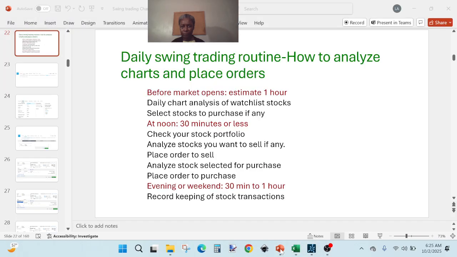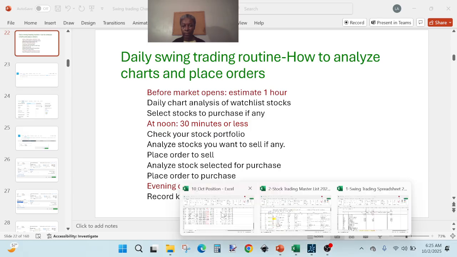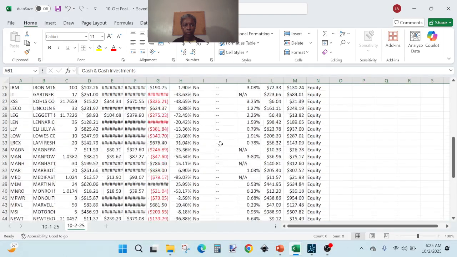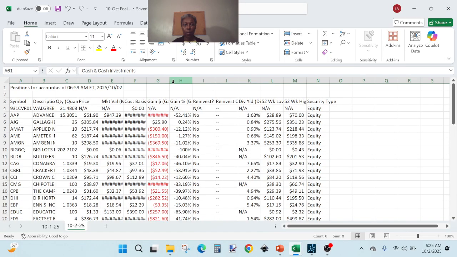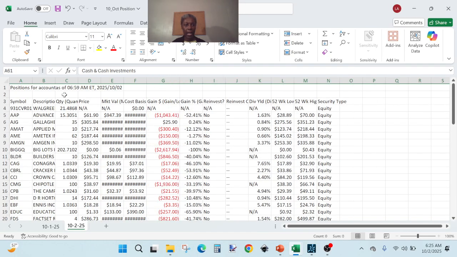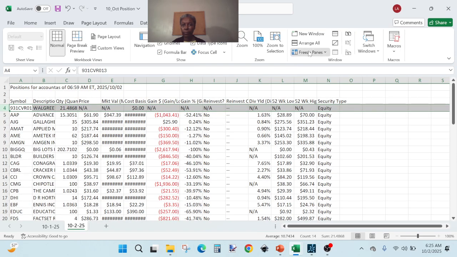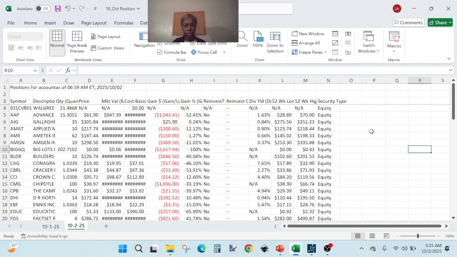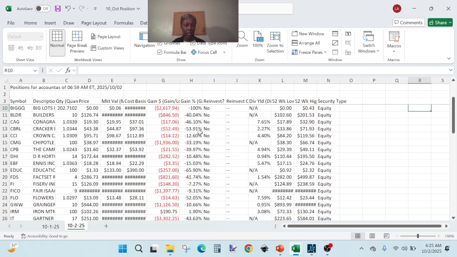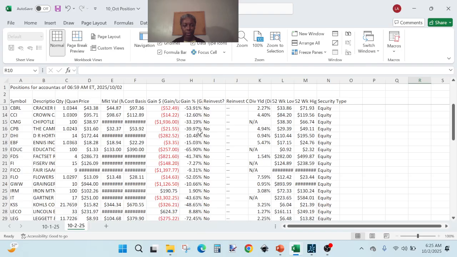So now, doing that before the markets open, around noon time, I will check my account, my stock positions, to see what stocks are positive in the account that I would like to sell, and I will just go through them. Some of them we purchase for dividend income purposes, and when they become positive we sell them to liquidate those.